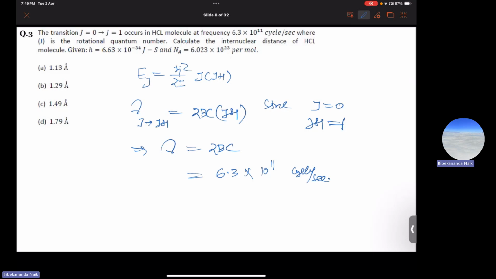Now, if we calculate the value of rotational constant, then from that we can calculate the moment of inertia, and from that moment of inertia we will calculate the value of the internuclear distance. So the value of B we know. The expression of B is given by h divided by 8 pi square IC, which will give us in turn I equals h by 8 pi square BC.